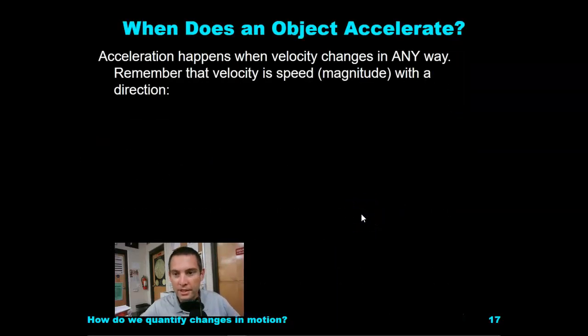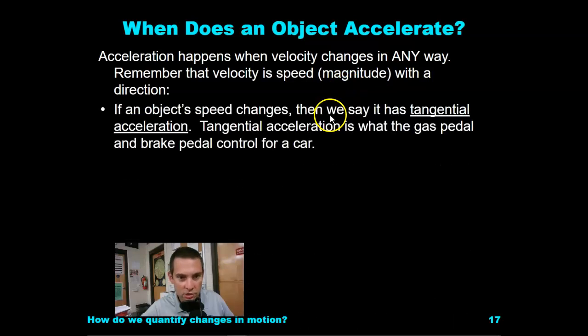Acceleration happens when velocity changes in any way. So if you are moving forward, and then all of a sudden you're moving backwards, that's due to an acceleration. If you're moving forward and then all of a sudden you come to a stop, you had to have experienced an acceleration. If you are moving forward and then all of a sudden you're veering to the right, you are experiencing an acceleration. Velocity is speed, which is a magnitude, with a direction.